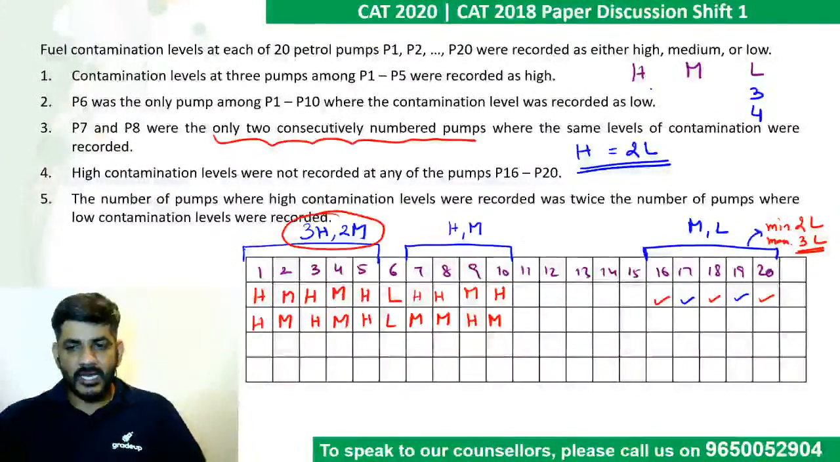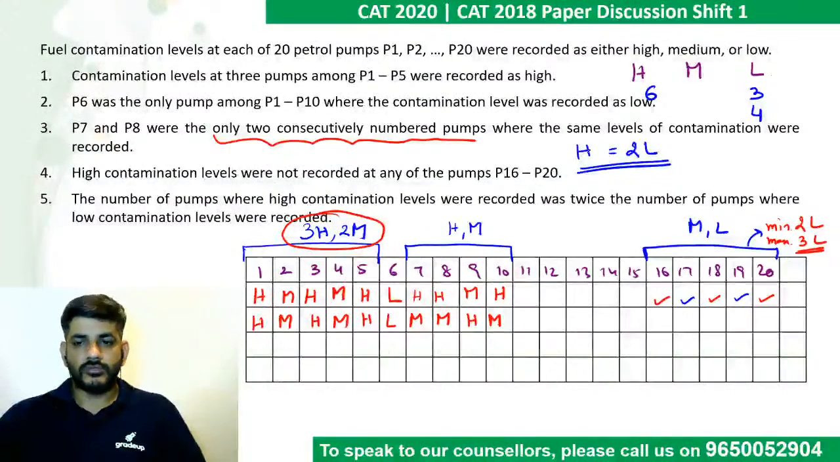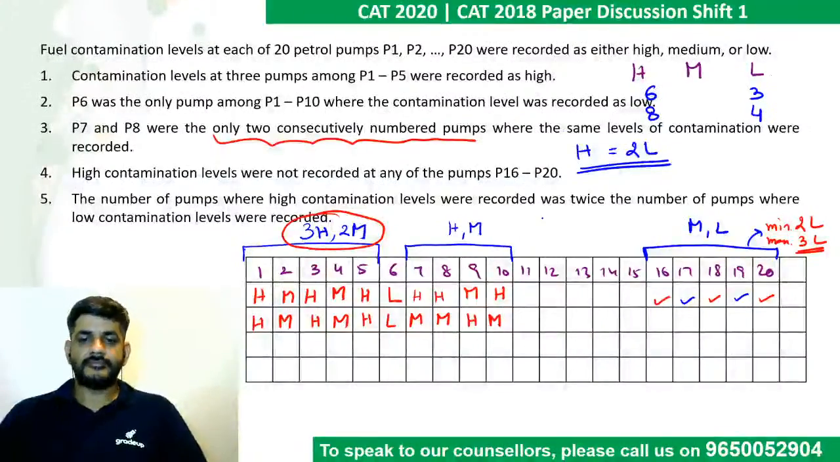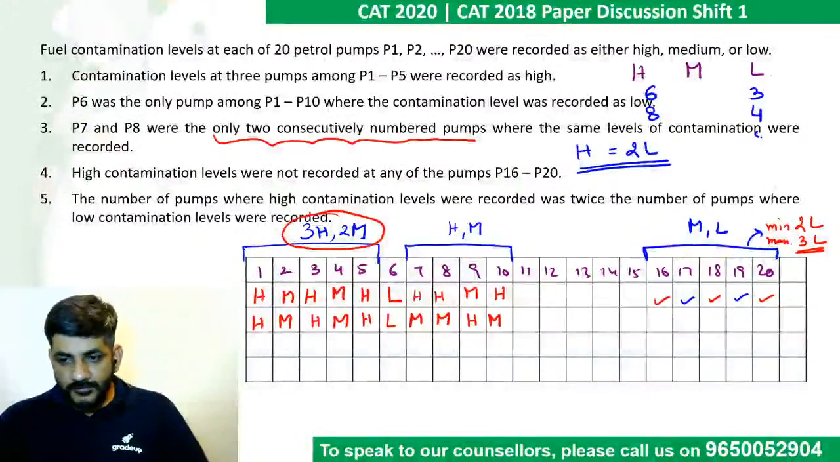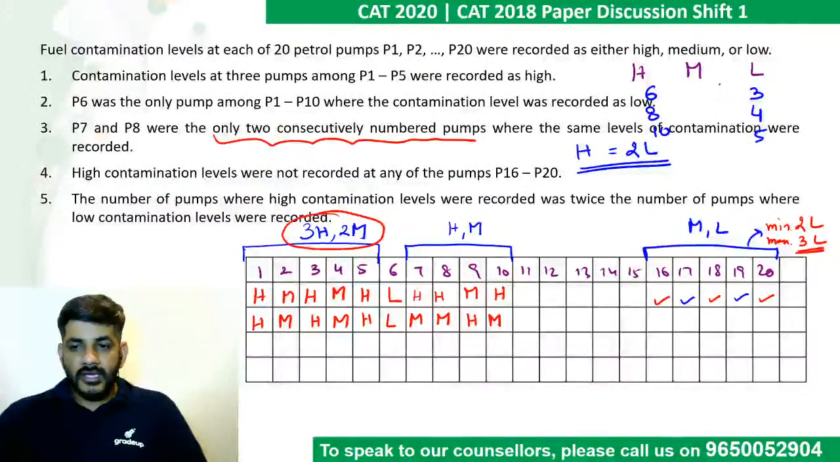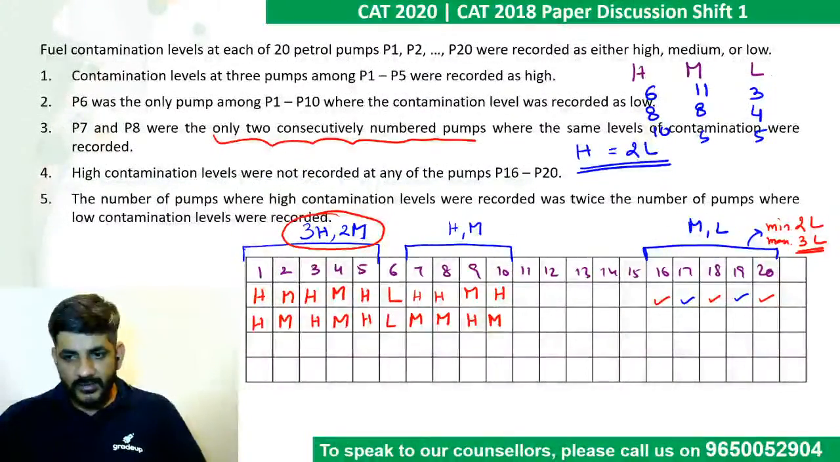If low is 3, H would be 6 because they are double of that. If low is 4, H would be 8. If low is 5, H would be 10. So these are the various possibilities in all those cases. If low is 3, H is 6, M would be 11 because total is 20. 20 minus 9 is gone, 11 is left. If low is 4, H is 8, so M is left 8. If low is 5, H is 10, so M is left 5.